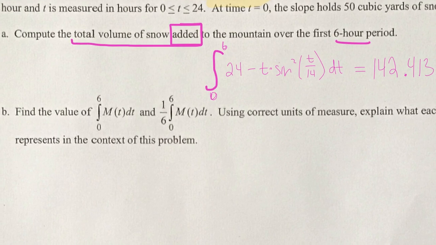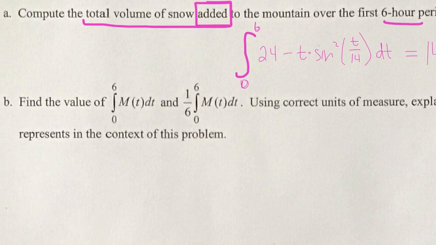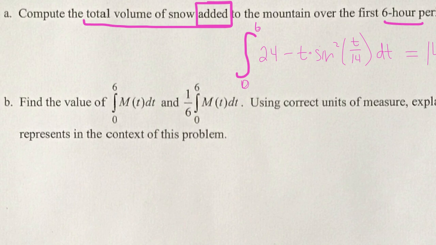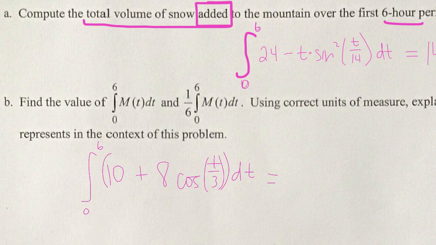So the next one says find the integral from 0 to 6 of M and 1/6 of the integral from 0 to 6 of M. So this is going to go right into your calculator. The integral from 0 to 6 of 10 plus 8 cosine t over 3 dt. Okay, all this goes directly into your calculator, and we will find an answer of 81.823 cubic yards.